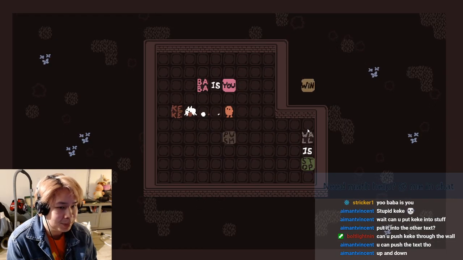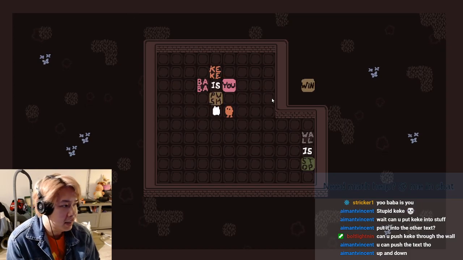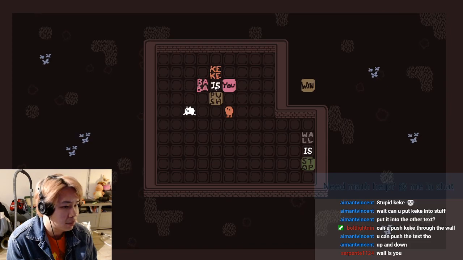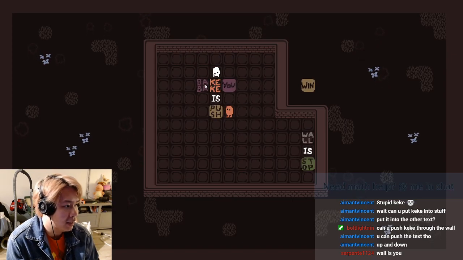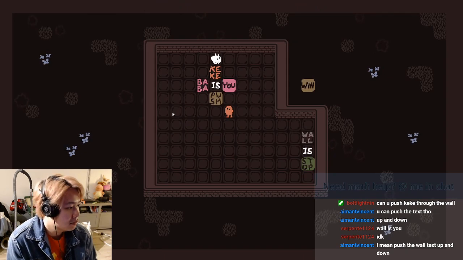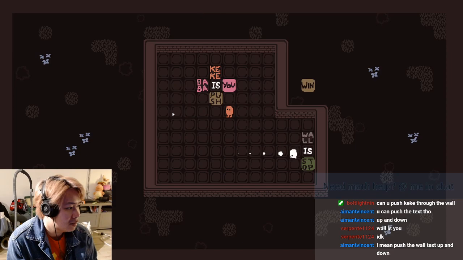I can push the text up and down. You have to be careful how you push the text. Because I can't push it up and down because then I break wall is you. How do I make wall is you? Because if I push this down, then I break the Baba is you sentence, so then I lose control. Push the wall text up and down. So if I push this up, then what?